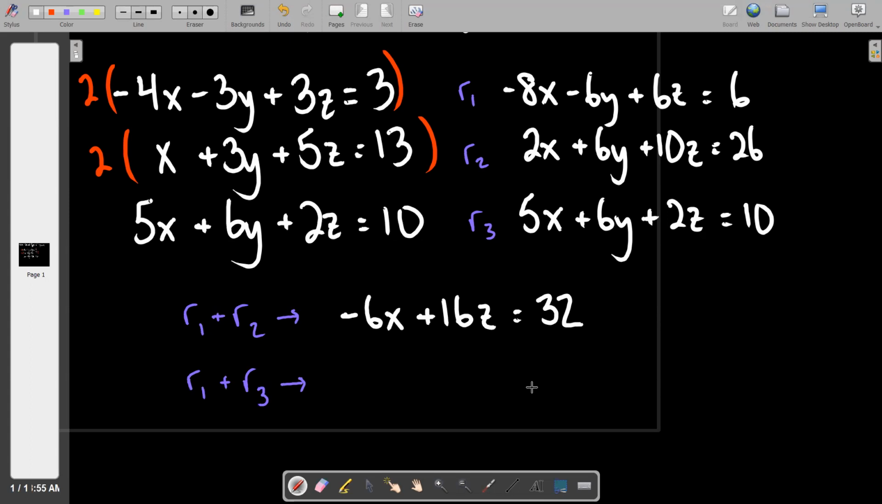So when I add row 1 to row 3, I get negative 3 x's. And my y's, of course, cancel. And for z's, I get 8 z's. And then for the constant term, I'm doing 6 plus 10, which is 16.